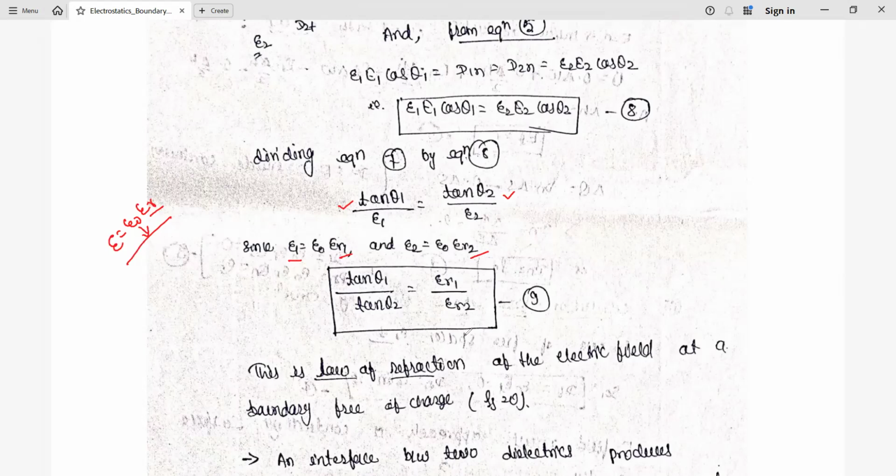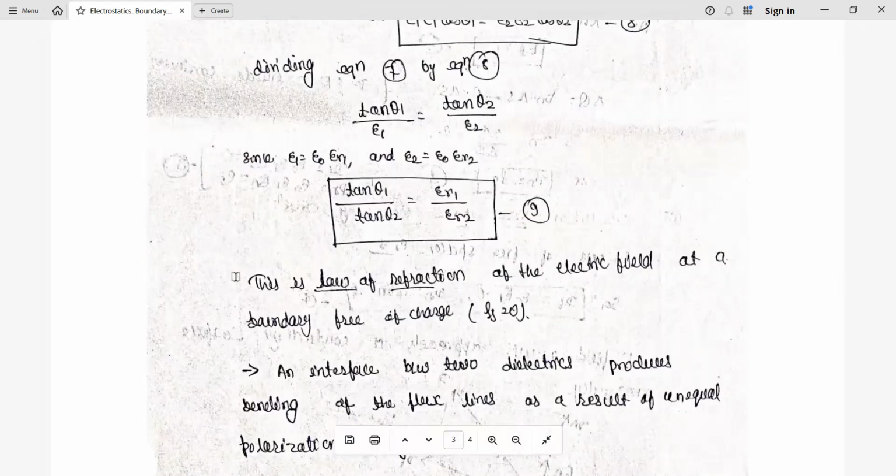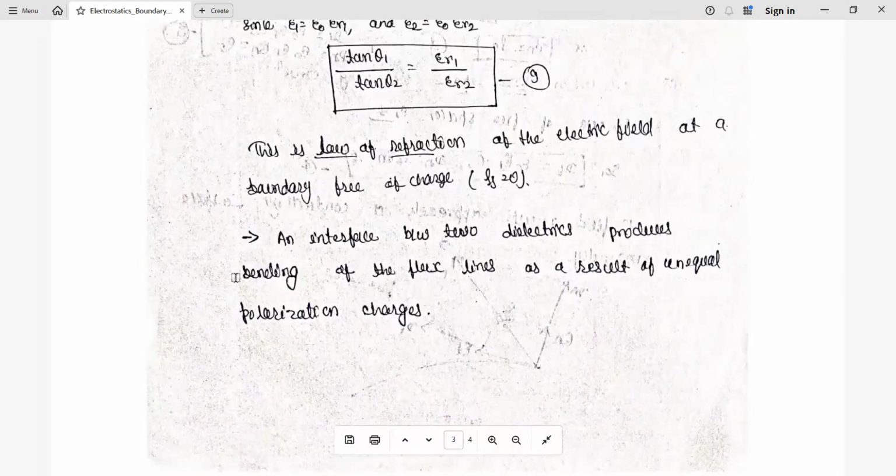This is called the law of refraction, like Snell's law in the case of light. Here we have the law for the electric field at the boundary, where we consider charge-free regions, so the charge density is 0 at the boundary. This is one situation where we have seen how the interface plays its role. The interface between two dielectrics produces bending of the flux lines as a result of unequal polarization changes.